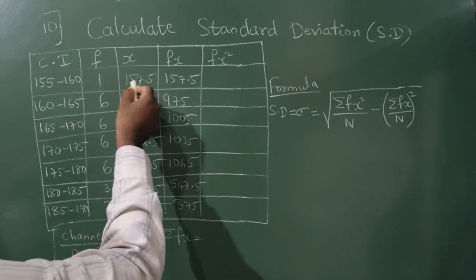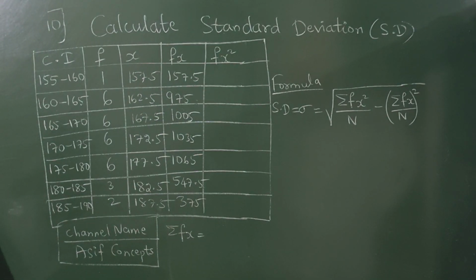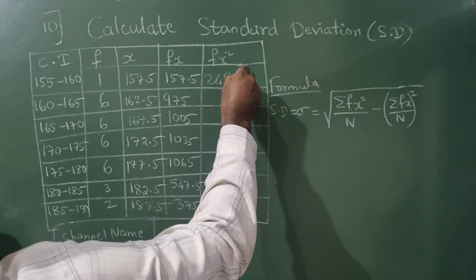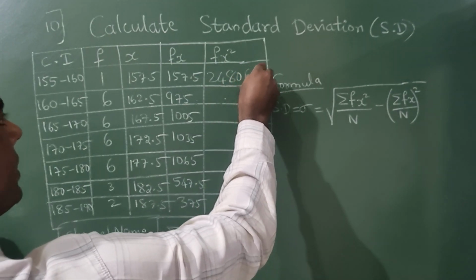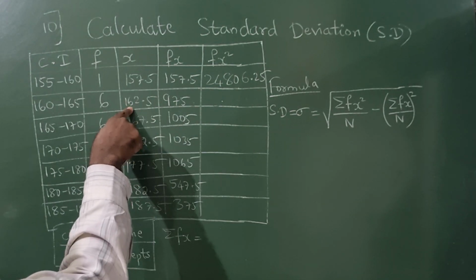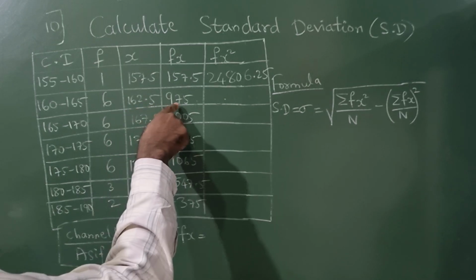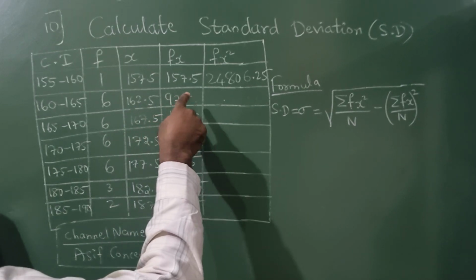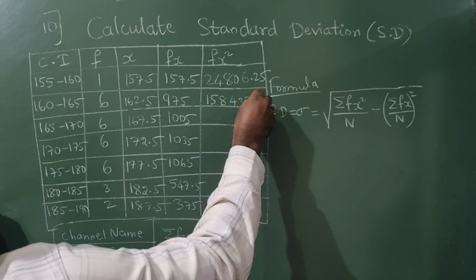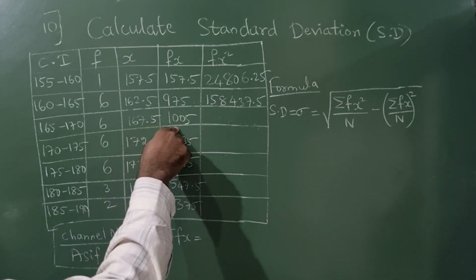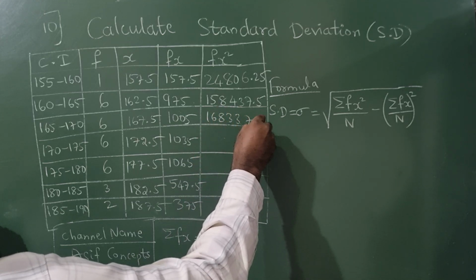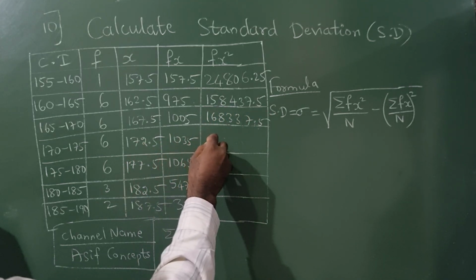Multiply these two now. 157.5 into 157.5. You will get 24806.25. I repeat, multiply fx into x. 162.5 into 975. So it will be 158437.5. Now multiply these two. So it will be 16837.5.